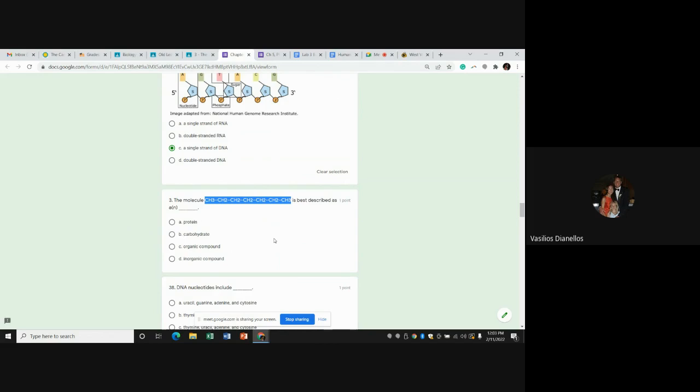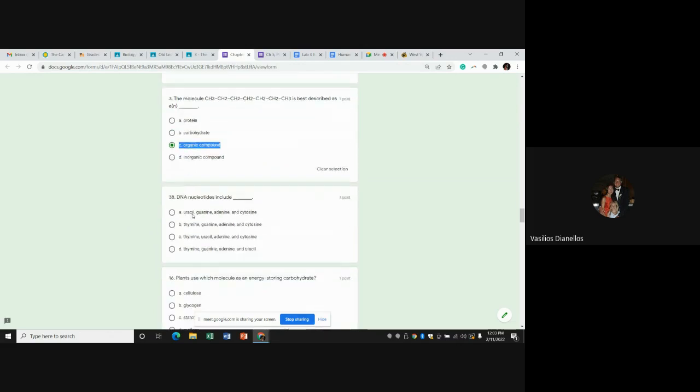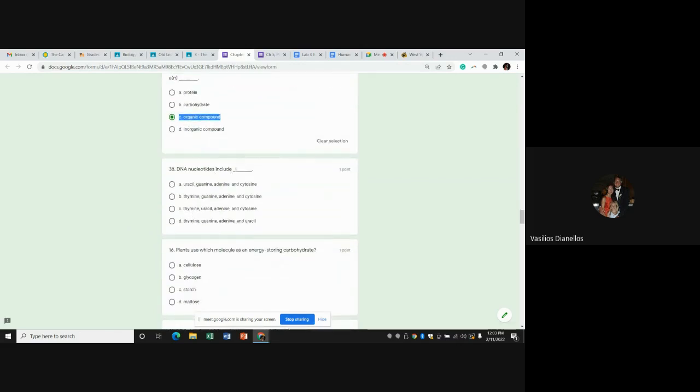I don't know if I'm going to have this on there or not, but it's an organic compound, right? It's carbon based, so it's not a protein. I won't get into it, I don't have time, but yeah, it's carbon based. It's an organic compound.